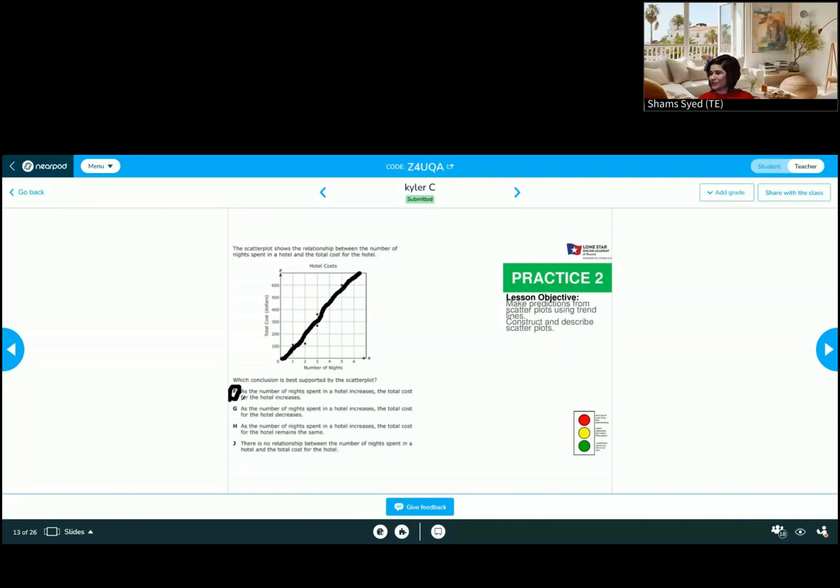Can you guys hear me? Your task is to give words to the slide. Okay, so the answer would be F because it's going up, so it's increasing, not decreasing. Because if it was going down, it would decrease.